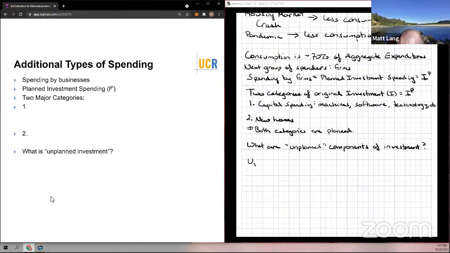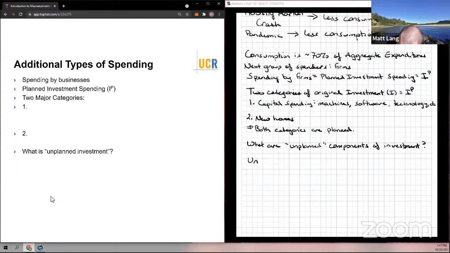But our unplanned changes in inventory are, by definition, unplanned. We didn't plan to have a change in inventory. We planned to produce exactly the same amount that was going to be sold, but that didn't turn out to be the case. So we have a change in inventory.